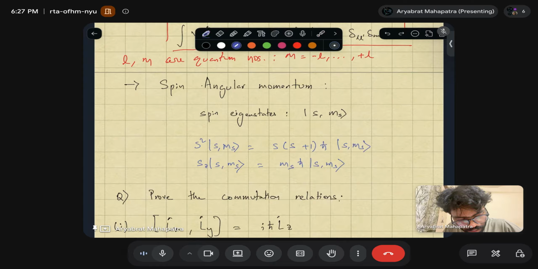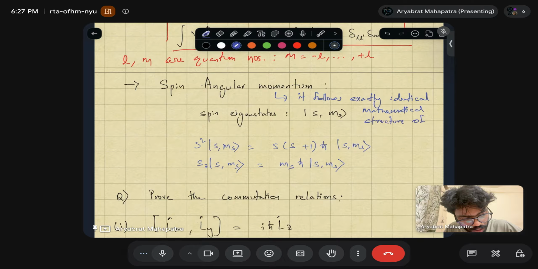So let me just write it. It follows exactly identical mathematical structure of orbital angular momentum.